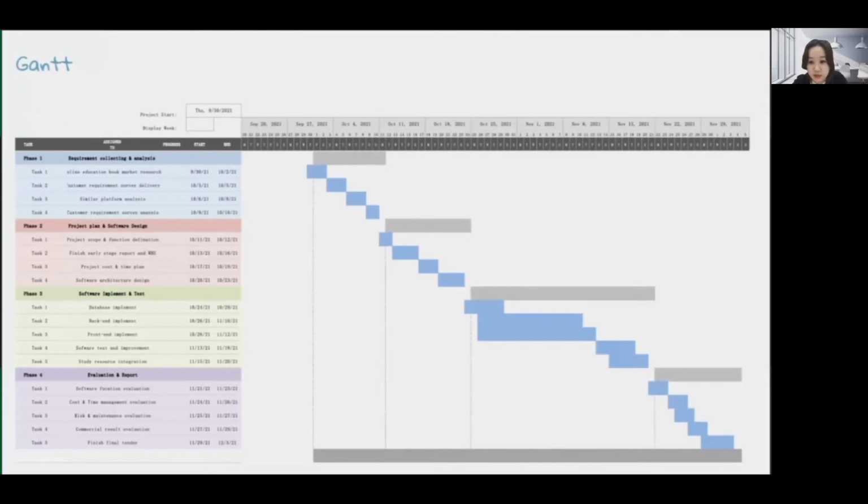The project has four main phases. The first phase is requirement gathering and analysis. The duration is 11 days. Project planning and software design is the second phase, with a duration of 13 days. The third phase is software implementation and testing, which takes 29 days and includes software development and testing. The last phase is the evaluation reporting of this project, which takes 13 days.